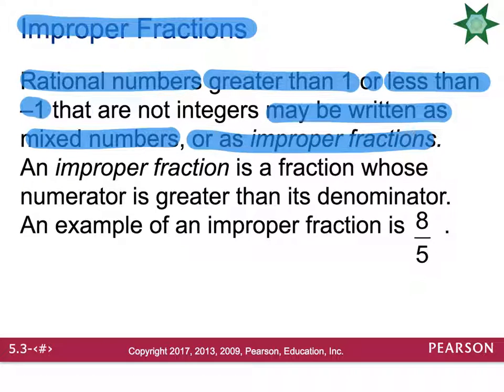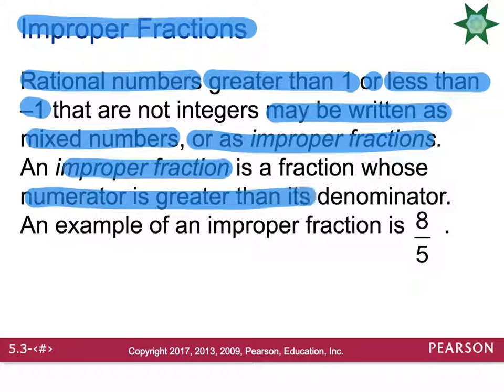An improper fraction is just a fraction whose numerator is greater than its denominator, so it's bigger than 1. One example here is 8/5, because 8 is bigger than 5. So that's an improper fraction. It doesn't mean it's wrong. It's just a way of showing that form without using a mixed number.